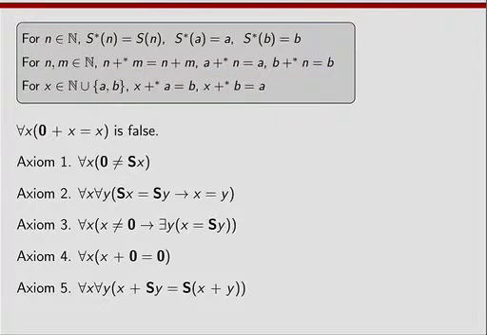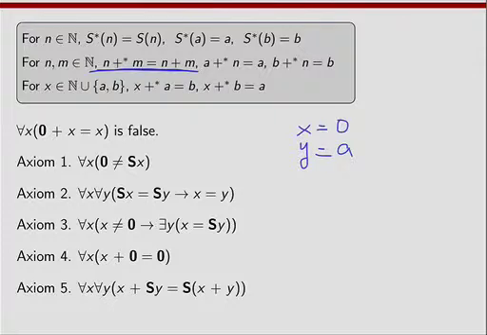Now what about axiom 5? Again, if x and y are interpreted as natural numbers, then axiom 5 is satisfied because the interpretation of plus reduces to the usual plus. But now what happens, for example, if, let's say, x is equal to 0 and y is equal to a?